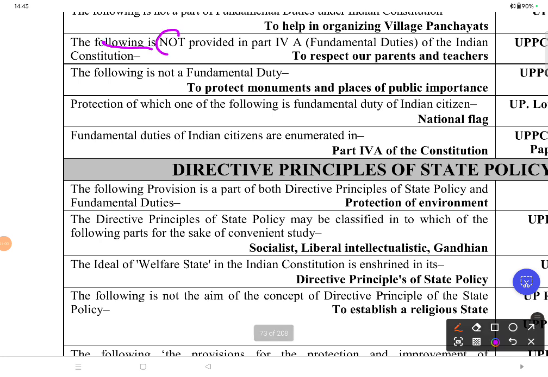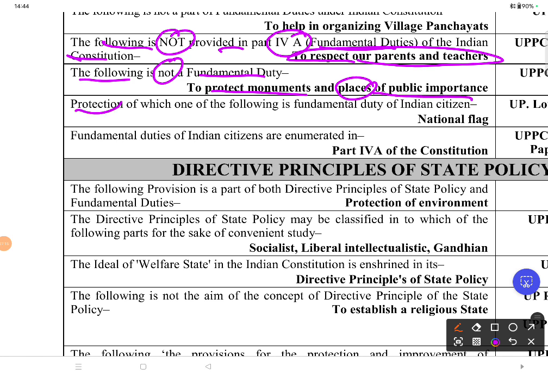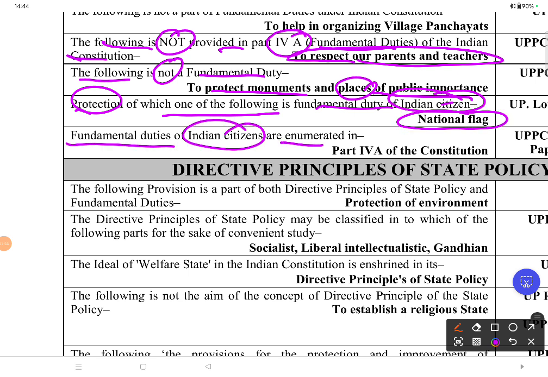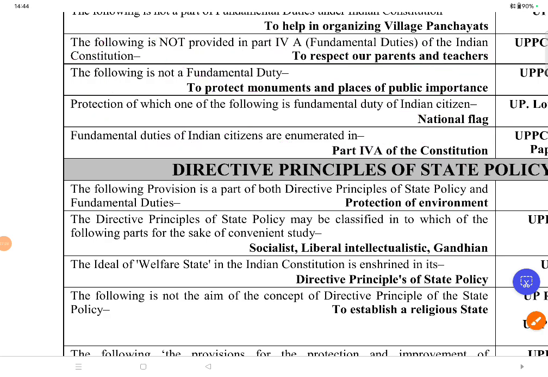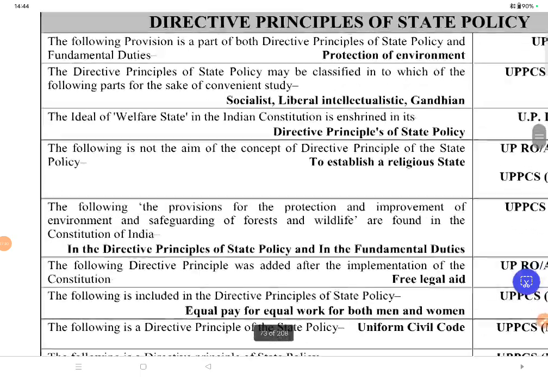The following is not provided in Part 4A Fundamental Duties of the Indian Constitution: to respect our parents and teachers. The following is not a fundamental duty: to protect monuments and places of public importance. Protection of which one of the following is fundamental duty of Indian citizen? National flag. Fundamental duties of Indian citizens are enumerated in Part 4A of the Constitution. Move on to the next chapter, that is Directive Principles of State Policy.